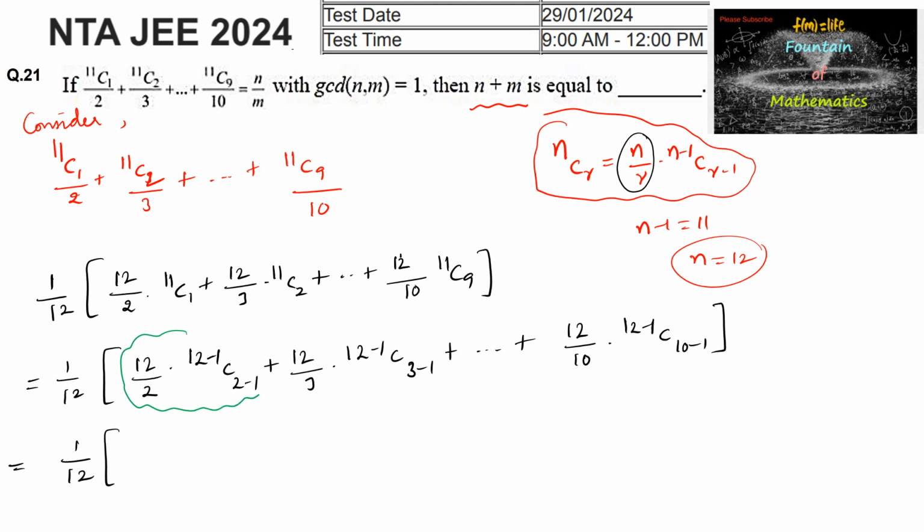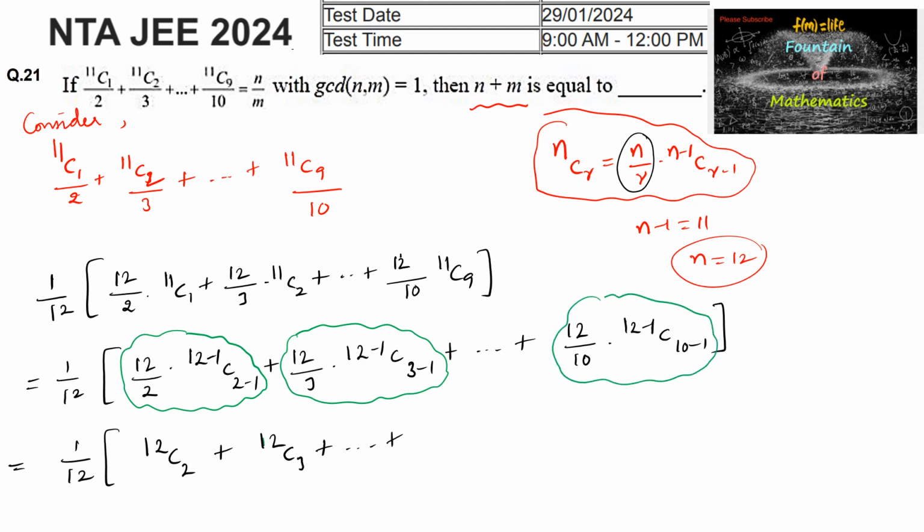So 12/2 × 12−1 C r−1, we can write it as 12C2. Similarly, the next one, 12/3 × 12−1 C 3−1, we can write 12C3 and so on. 12/10 × 12−1 C 10−1, we can write it as 12C10. So this is equal to 1/12 times of, and here the missing numbers are 12C1 and 12C0, and here 12C11 and 12C12.